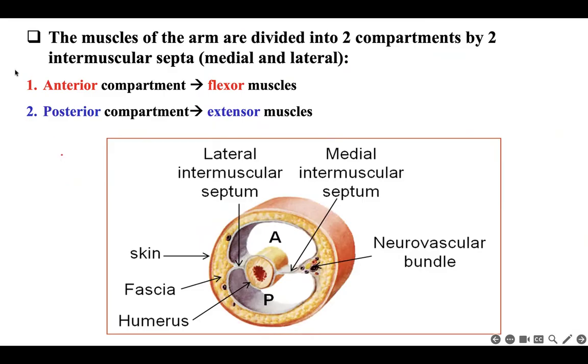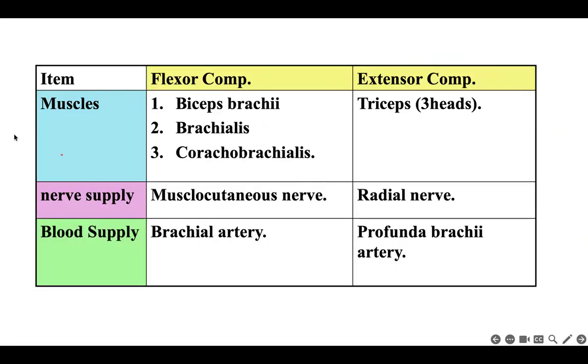How many muscles are in the anterior group? We have three muscles in the anterior group, which is the flexor group: the biceps brachii, brachialis, and coracobrachialis. Biceps has two heads, long and short. Brachialis means it is attached directly to the lower part of the humerus. And the coracobrachialis is from the coracoid to the humerus. So this is the flexor group, anterior of the arm.